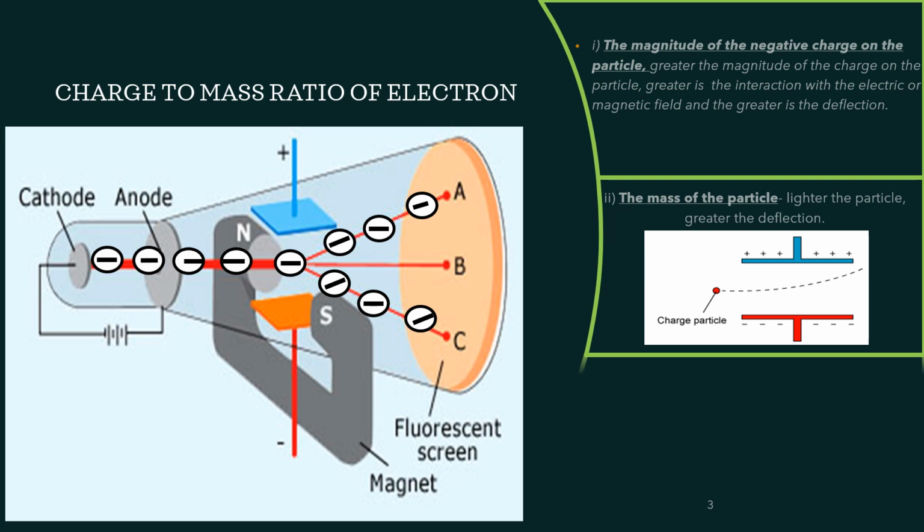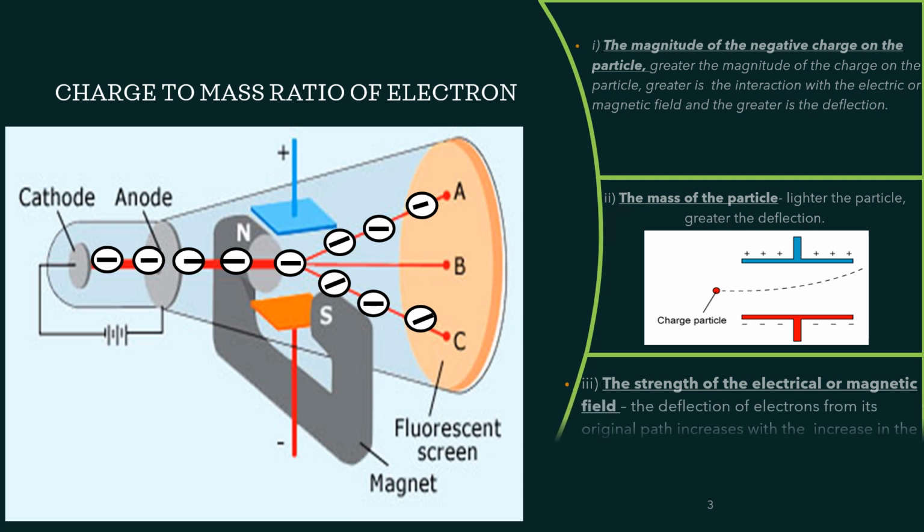And the third is the strength of the electric or magnetic field. If we increase the voltage across the electrodes or the strength of the magnetic field, the electrons deviate more from their original path and show greater deflection.